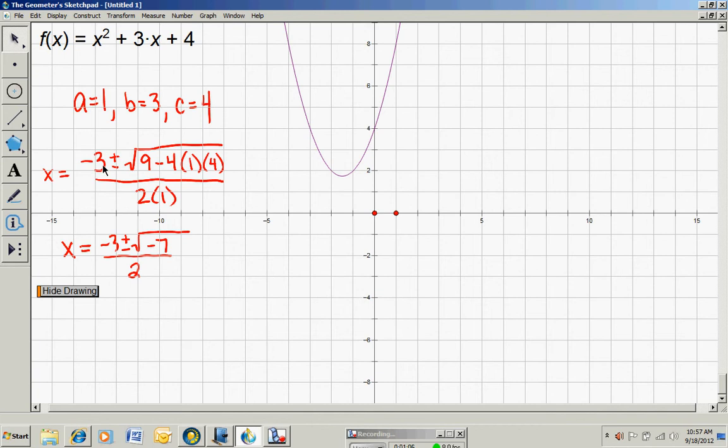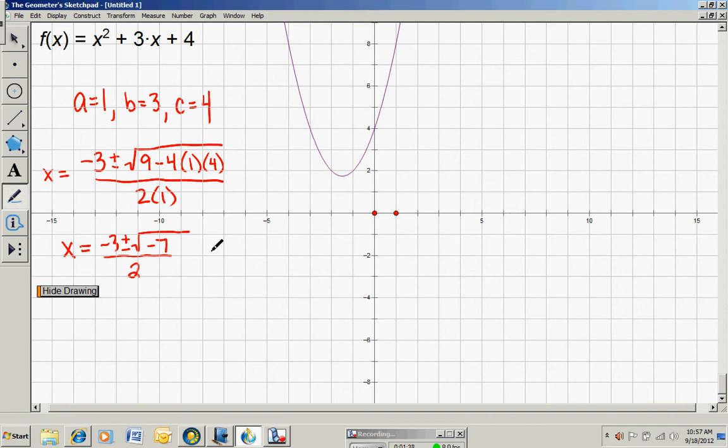Now, using the quadratic equation, negative b plus or minus the square root of b squared minus 4ac, all divided by 2a, gives you negative 3 plus or minus the square root of, well, b squared is 3 squared, so that's 9, minus 4 times a was 1 and c was 4, all divided by 2 times 1. And we can simplify that down to negative 3 plus or minus the square root of negative 7 over 2.